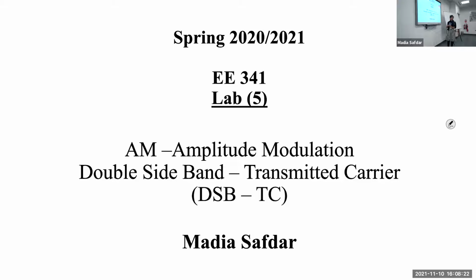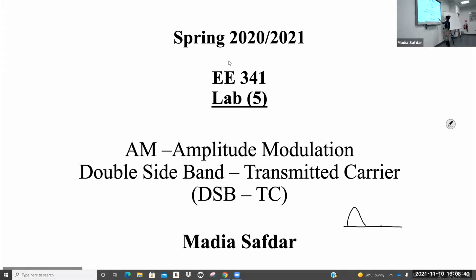So today we will study amplitude modulation. Previously we also studied amplitude modulation, but double sideband suppressed carrier. Today we will study double sideband transmitted carrier, which means that at the output, when I get the signal information, the carrier will be there. In the previous lab, this carrier was suppressed, but now this carrier will be here.